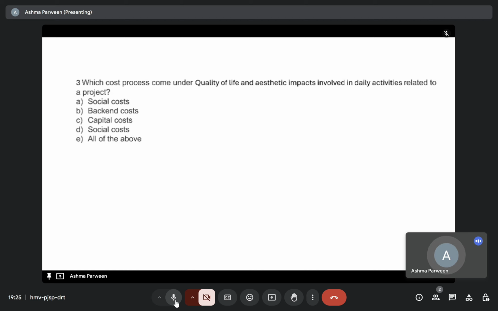So, social cost covers the cost which is involved through quality of life and aesthetic impacts. So, A will be the correct answer. Let's move to the next question.